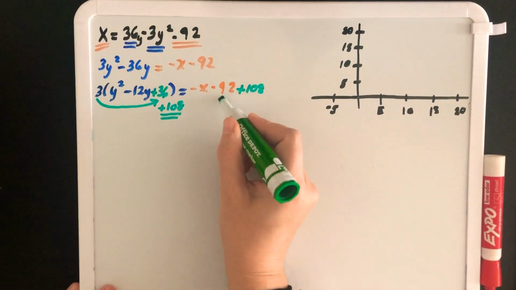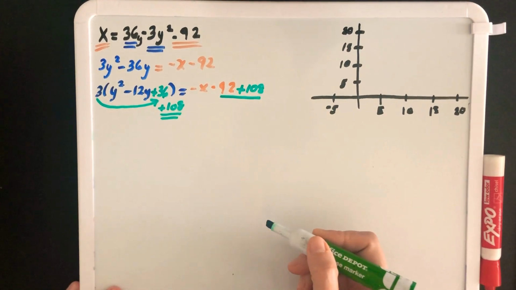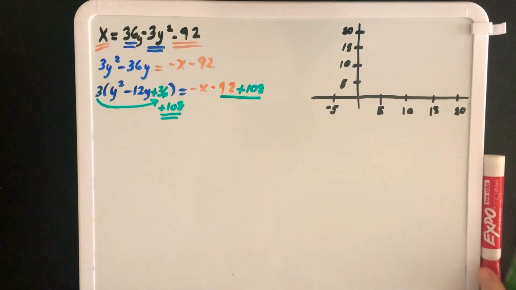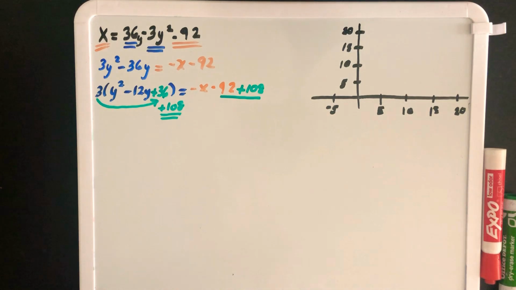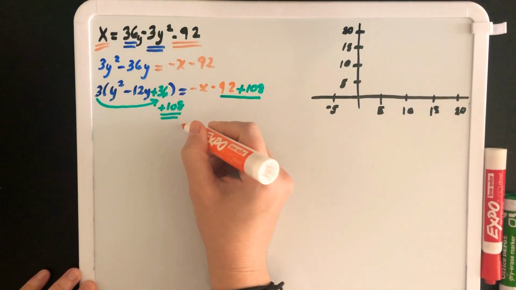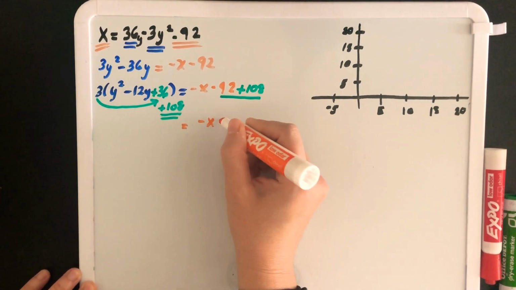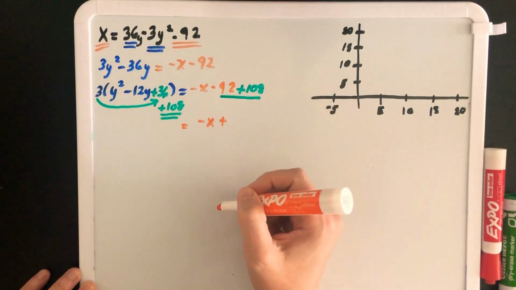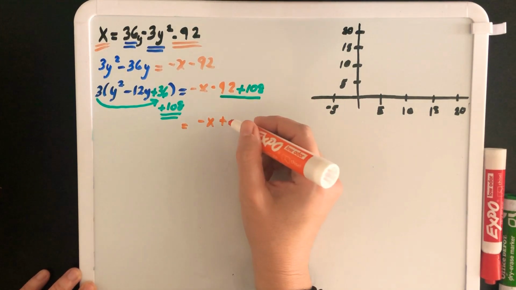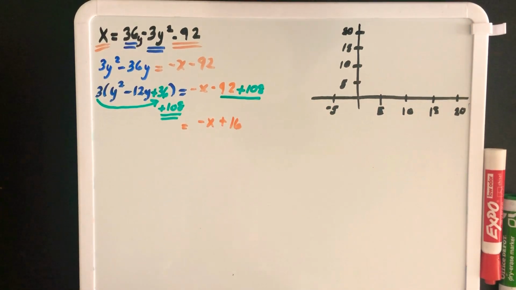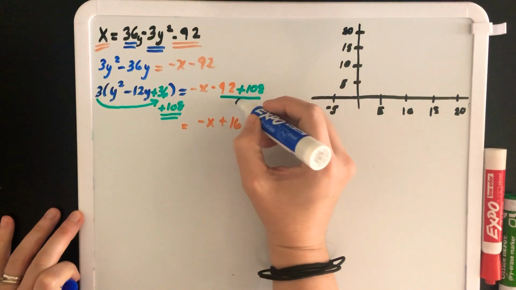Now I can notice that I have a new constant on the right side. So on the right side, I now have negative x plus, what's 108 minus 92? That would be what? Positive 16. Good job. So that was that positive 16 right there.